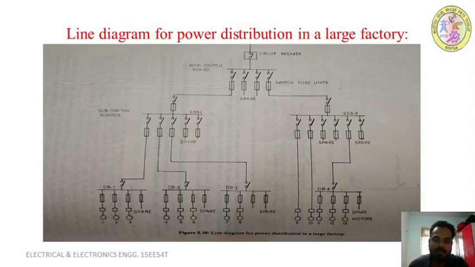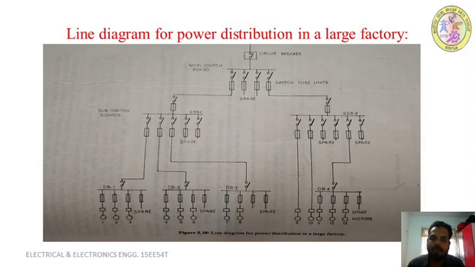In the same way, in the next distribution board we have taken connections for motor 4, motor 5 and motor 6, and here also we have provided one spare for standby operation. And from distribution board 3, same, we have taken connections to motor 7 and motor 8 through the individual respective starters, and we have provided 2 spare here.